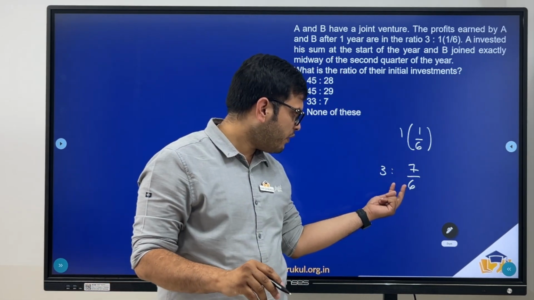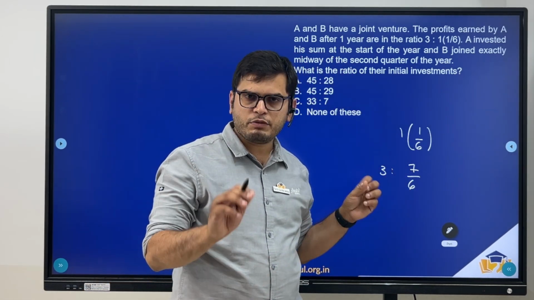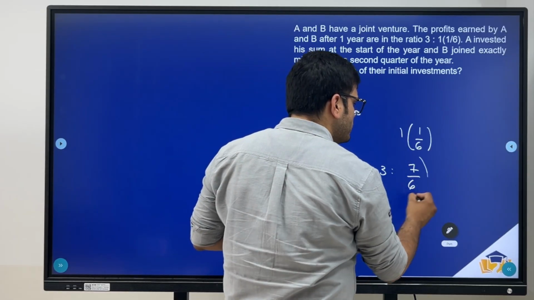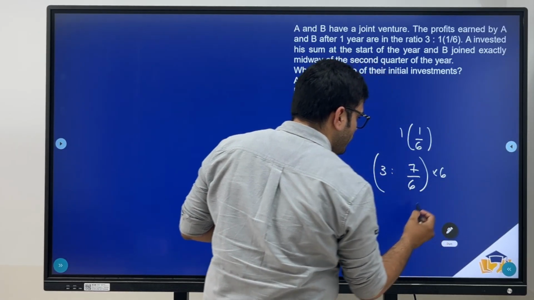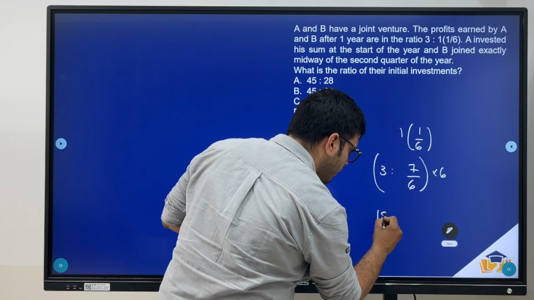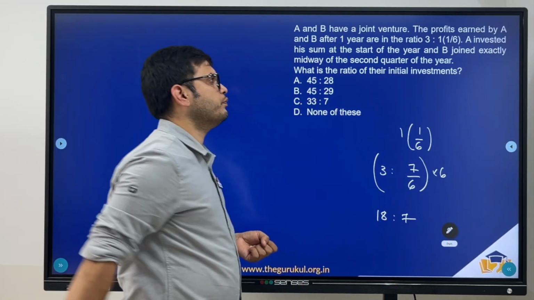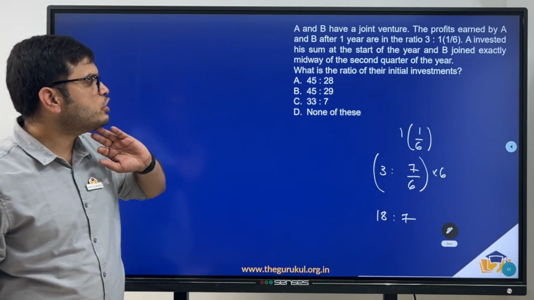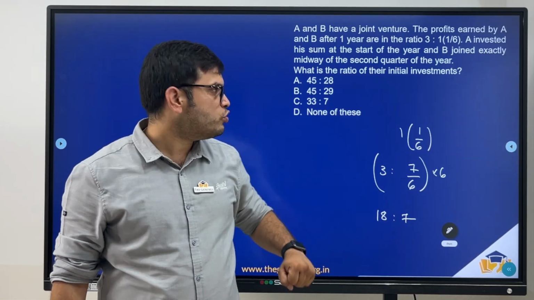Now let me eliminate the fraction here by multiplying both the terms with the same number. Let me multiply this with 6. So the ratio would be 18 is to 7. So the profits are shared in the ratio 18 is to 7.